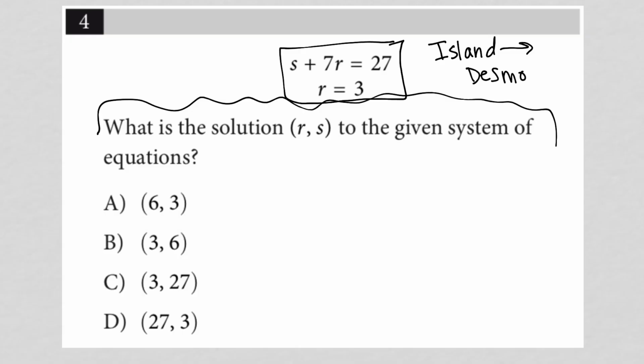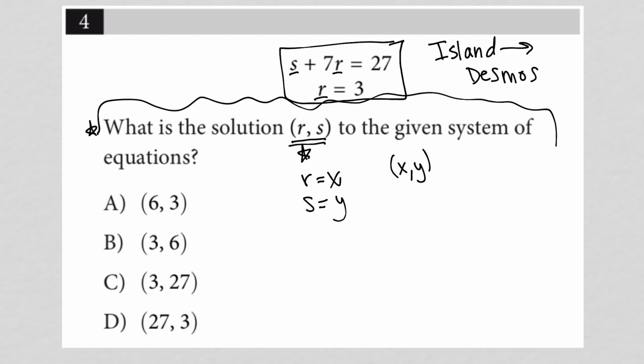Now with this one, I'm going to make a slight detour and really consider, do I really want to enter S and R in DESMOS knowing that that will lead me to have a slider? I don't think it's necessary. And in fact, when I read the question, it says, what is the solution, R, S, to the given system of equations? Now this is telling me that R is just replacing X and that S is replacing Y, right? Because typically we'd have an ordered pair that's X, Y.